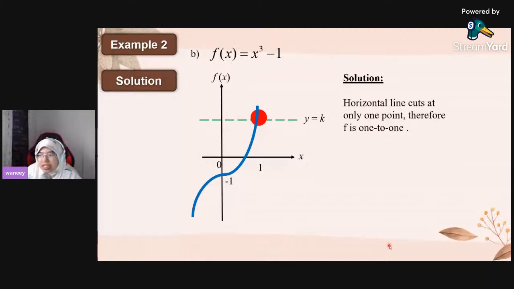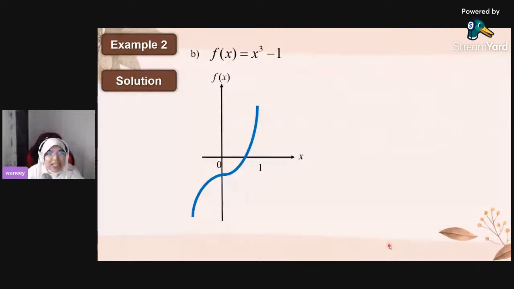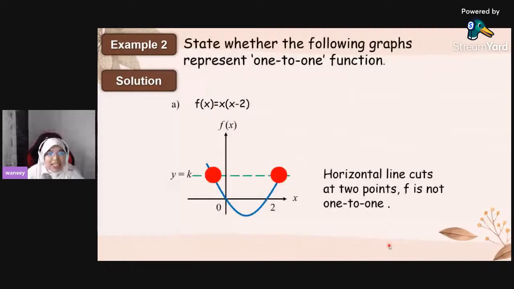Kenapa kita tak cut vertically? Kalau kita cut vertically, dia boleh ada dua keadaan. Satu many to one, satu lagi one to one. Kita nak specifically dia adalah one to one. So kita akan buat secara horizontal. Horizontal untuk one to one. Kalau awak nak check dia function ke tak, yang ni sebab kita memang dah sure soalan ni memang dah cakap dia adalah function.